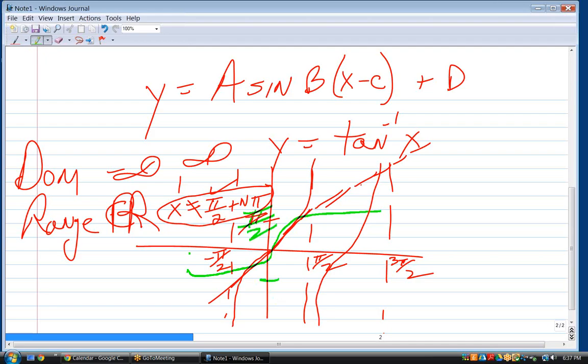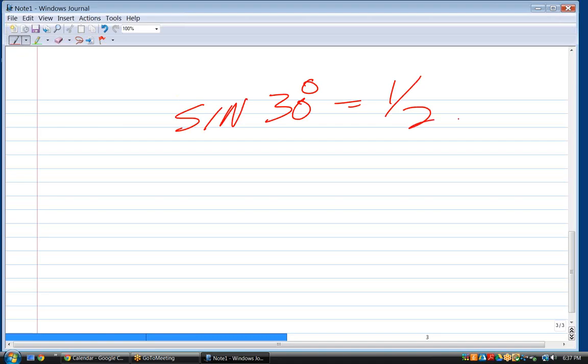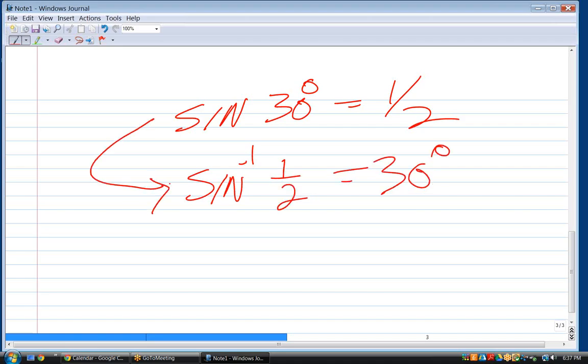And this point here would be minus pi over 2. Okay? Now, conceptually, let's just make sure we understand what inverse function means. And I'm going to switch it to sine just for clarification. If the sine of 30 degrees equals 1/2, by definition, the inverse sine of 1/2 equals 30 degrees. These two things are if and only if. If one is true, the other is true.